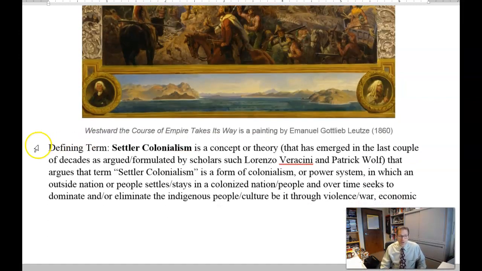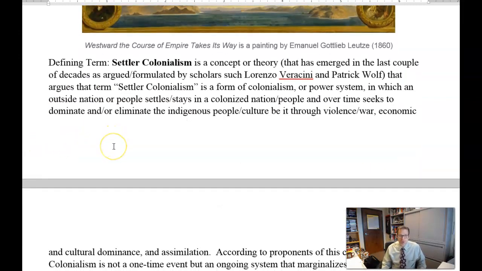And I'll come back to the art here in a minute, but essentially it's a theory put forward fairly recently, by the way. We're talking the last 20 years. About a couple of scholars, Lorenzo Veracini and Patrick Wolfe, both of whom happen to be scholars working in Australia, but both of them in the last 20 years have come up with this term they call settler colonialism. So what do they mean by that? Now you're pretty familiar with colonialism. What do they mean by settler colonialism?